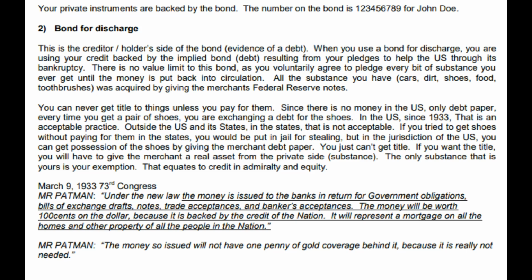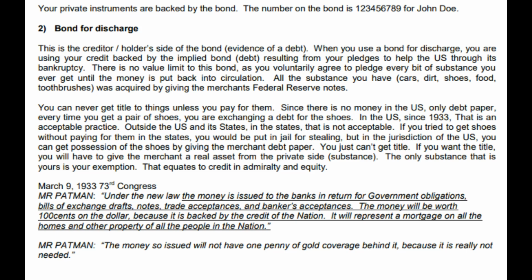So your private debt instruments are backed by the bond. The number on the bond is 1 through 9 without the digits for John Doe, bond for discharge. This is your credit holder side of the bond, evidence of a debt. When you use a bond for discharge, you are using your credit backed by the implied bond, the debt, resulting from your pledges to help the U.S. through its bankruptcy. By even entertaining the commerce in general, you're essentially helping it by using your credit to fund any transaction. But they'll go ahead and tell you that you have to pay for it again, and they'll send you bills and stuff like that, right?